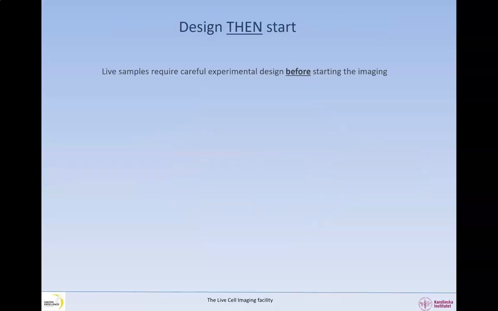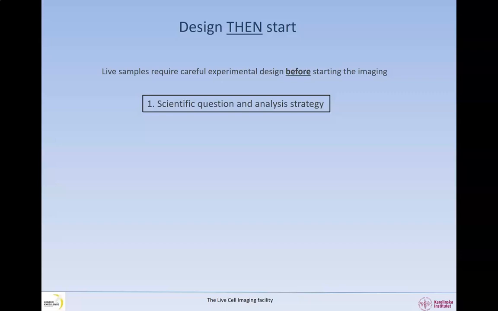All experiments, but live sample imaging in particular, require careful experimental design before starting the imaging. So what should you think about when designing your live cell imaging experiment? First of all, you have to have a very clear scientific question and define very clearly what you want to measure, meaning a feasible analysis strategy.